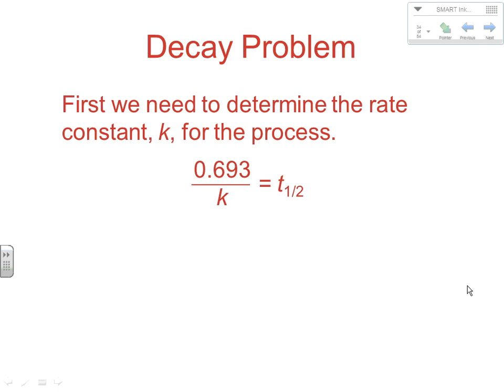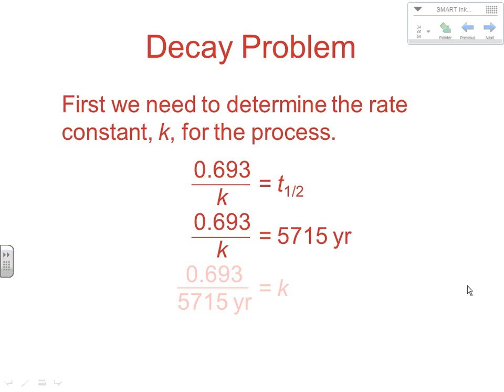So first we need to determine our rate constant. Where I said, you see half-life, find k. And that's why this equation is so convenient. It's a quick way to get k.